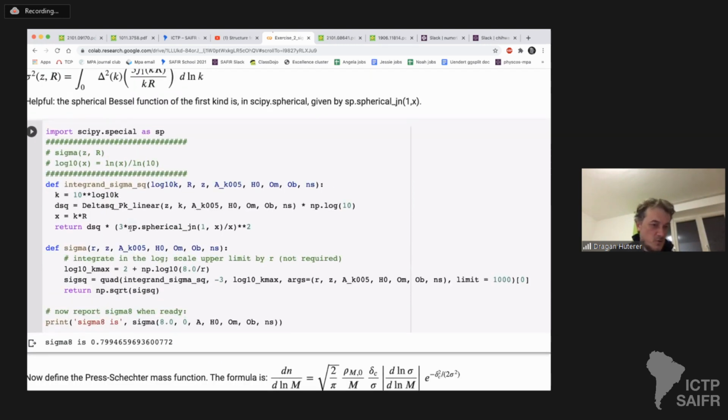You put in the fiducial best-fit cosmological model, you define all these functions, you calculate a familiar quantity, and it's an easy quantity. It's dimensionless, it's ballpark unity, and it's coming out exactly the kind of number you like. Okay, so this is our first big victory of the day.